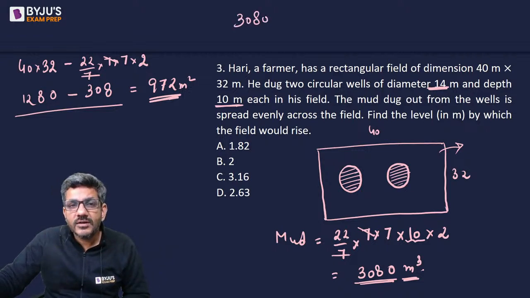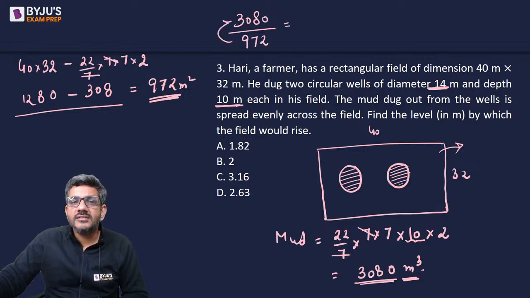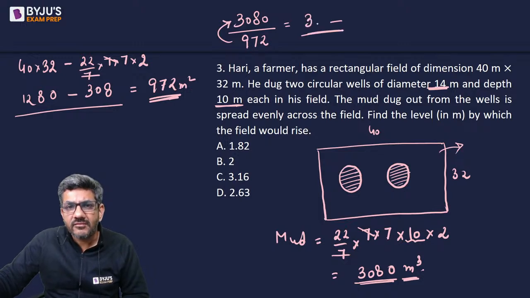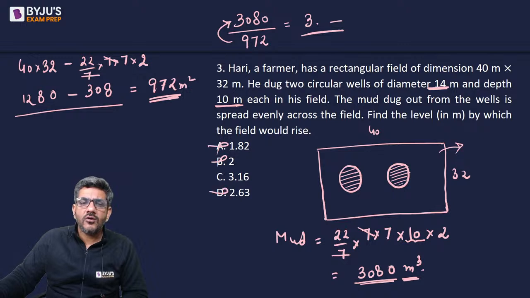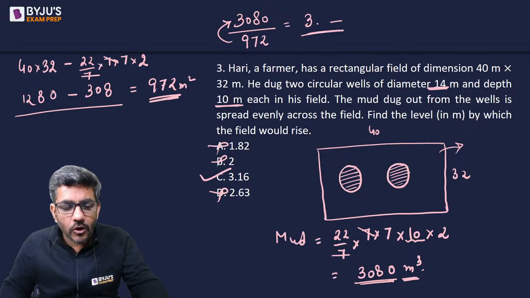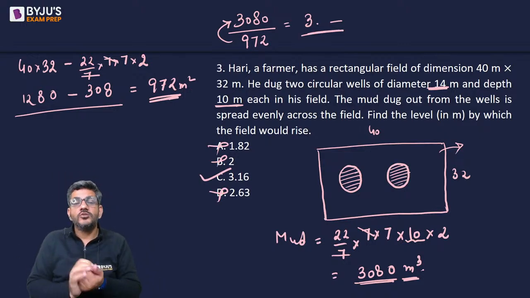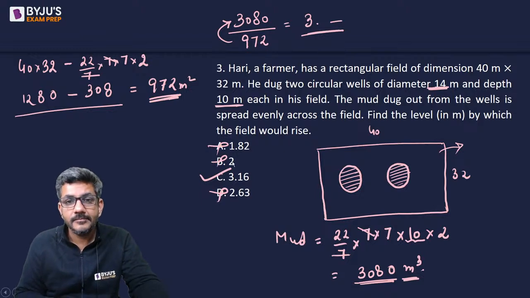Total mud is 3080, right? It is to be spread across 972 meters square. So this is the increase in the level of the field. Divide this, it is going to give 3 point something. So of course these three are gone and my answer is option C. So option C is the right answer for this question number 3.